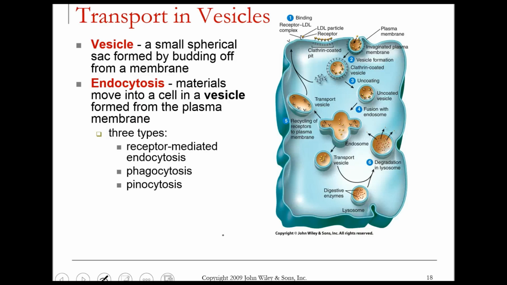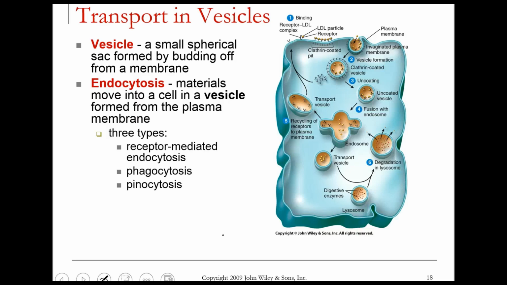Another way material could move across the membrane is by transport in vesicles. Vesicles are small intracellular, inside the cell, membrane sacs. This is considered a form of active transport because it requires cellular energy to manufacture more membrane material. Endocytosis is the movement of material into the cell, endo, inside, cyto, the cell. Movement of material into the cell in a vesicle formed from the plasma membrane.